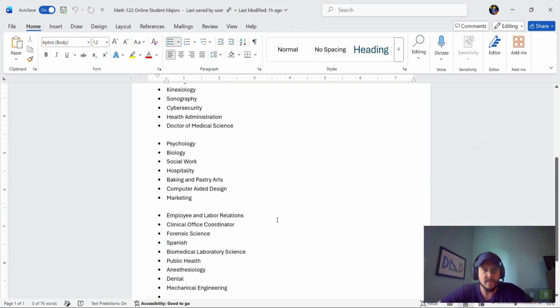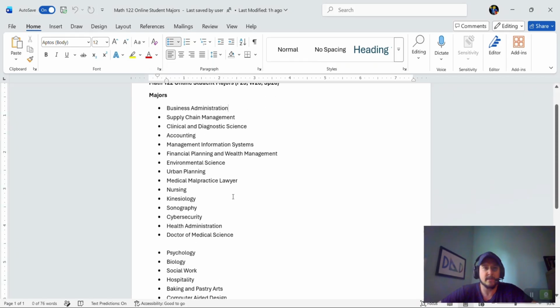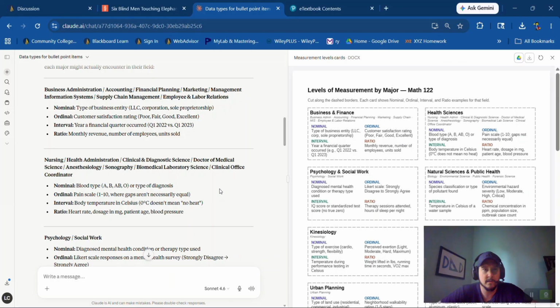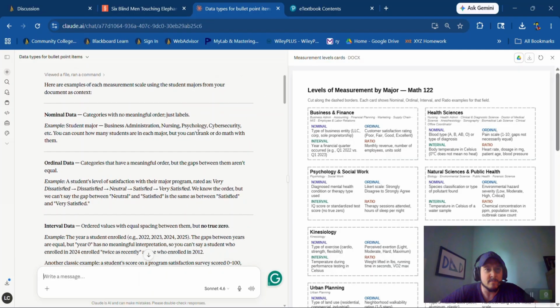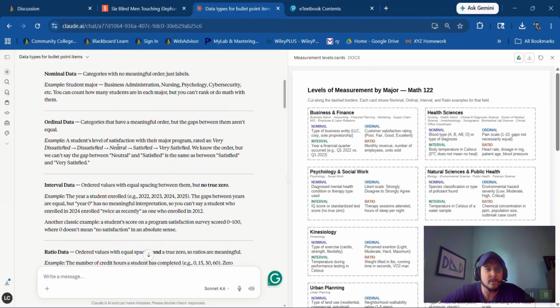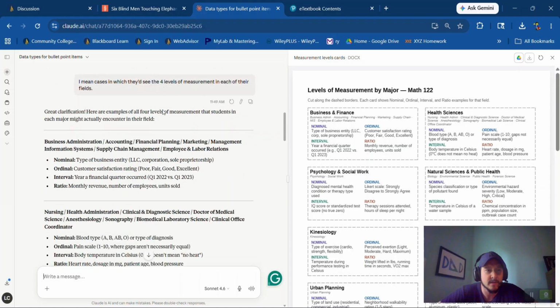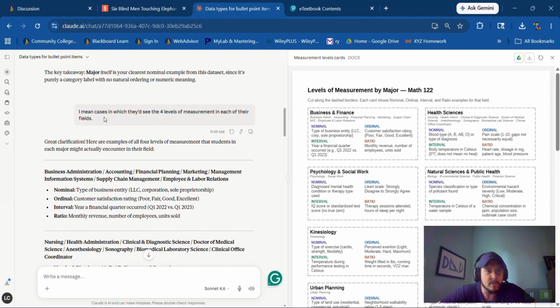Okay, so going back to these majors, what I did is I saved this file and I fed it into Claude. And I prompted Claude to say, can you come up with examples of nominal, ordinal, interval, and ratio data for the bullet pointed items in the attached document? And so it attempted to do that, but not the way I wanted it to. So it gave me the 4 categories and just kind of sorted the majors into each one of them, but I actually wanted it this way.